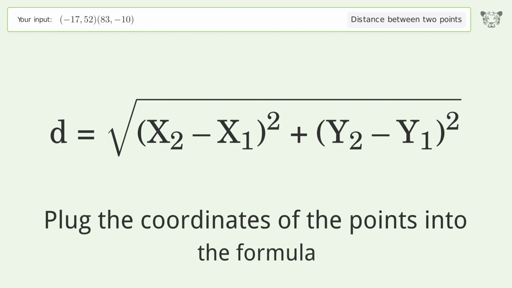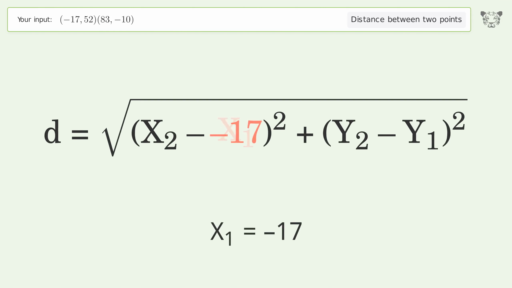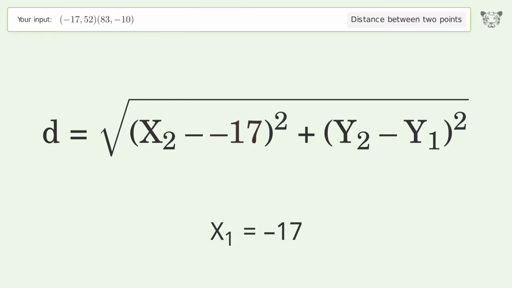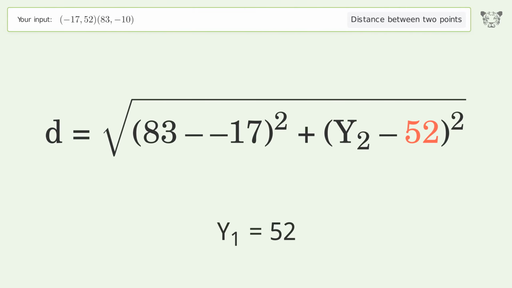Plug the coordinates of the points into the formula. x1 equals -17. x2 equals 83. y1 equals 52. y2 equals -10.